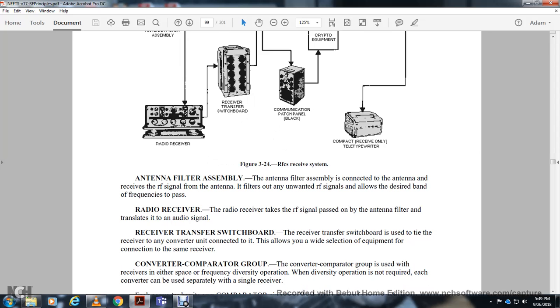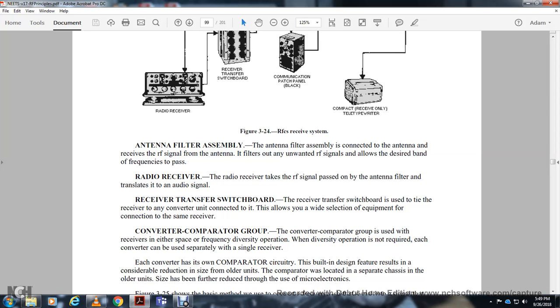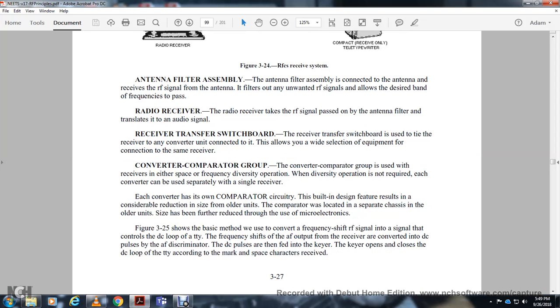Antenna filter assembly. The antenna filter assembly is connected with the antenna to receive the radio frequency signal from the antenna. It filters out the unwanted radio frequency signals to allow the desired band of frequency to pass. Radio receiver takes the RF signal through the path of the antenna filter and translates it to the audio signal. Radio frequency transformer switchboard: the receiver transformer switchboard allows you a wide selection of the equipment connected from the same receiver.